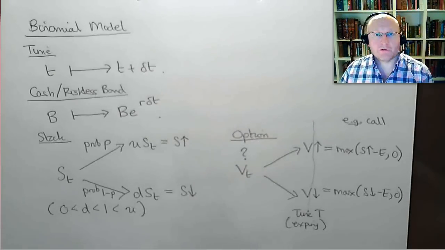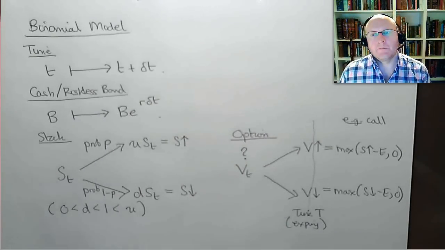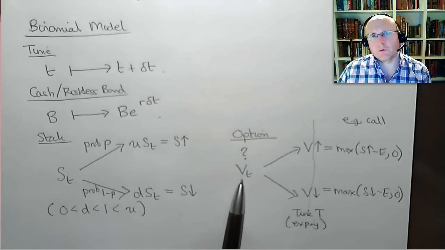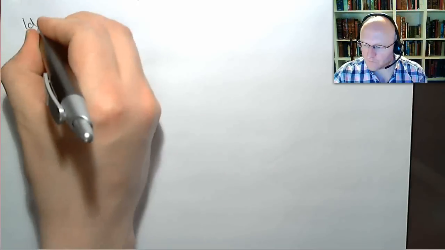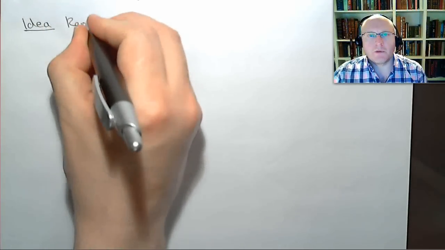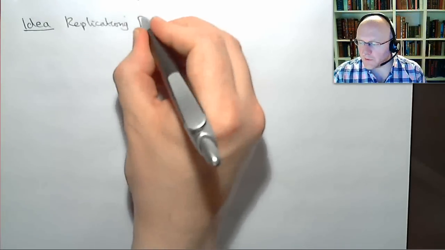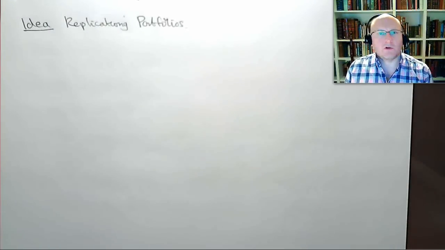Okay, so we've built our binomial model for the cash, the stock and the option, and now we want to figure out if we can find an expression for this present day option price under assumptions like no arbitrage. So let's do that. So the big idea, or one of the big ideas in modern finance, is what are called replicating portfolios. So what does this mean? Well, a portfolio replicates an option if it takes the same value that the option does in various different scenarios.